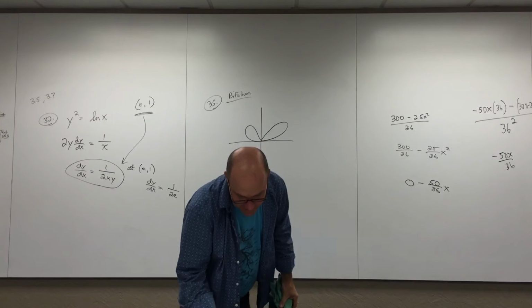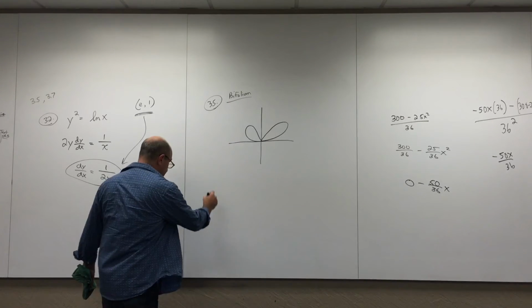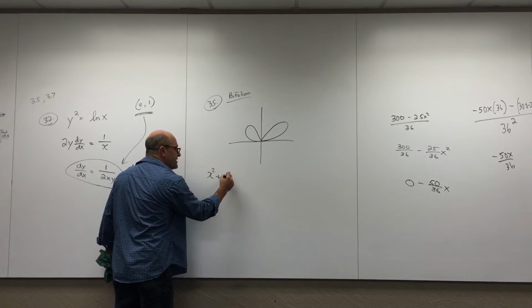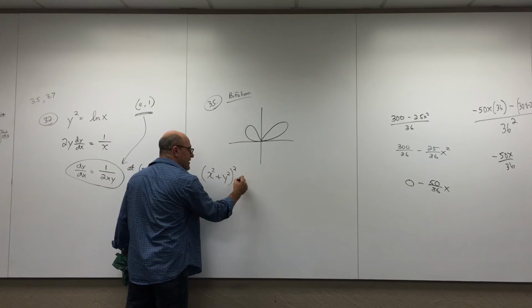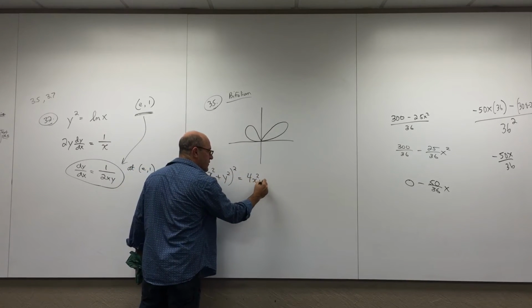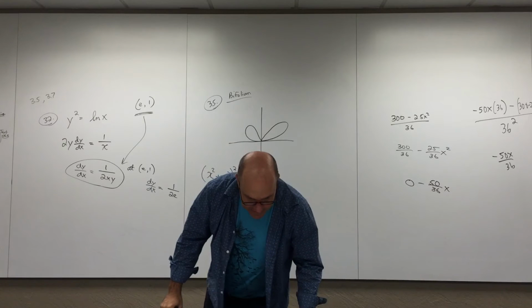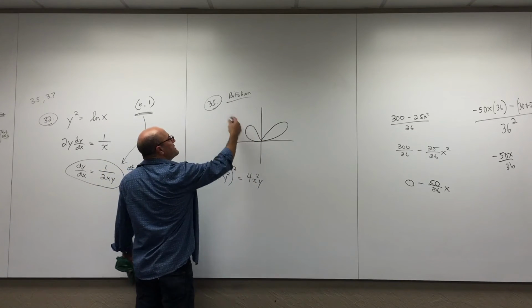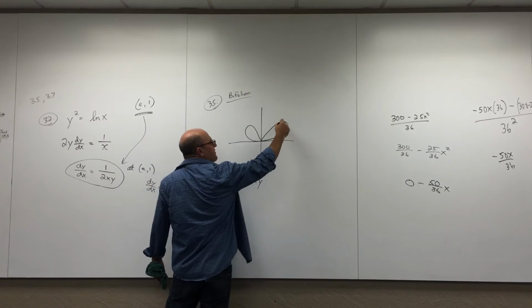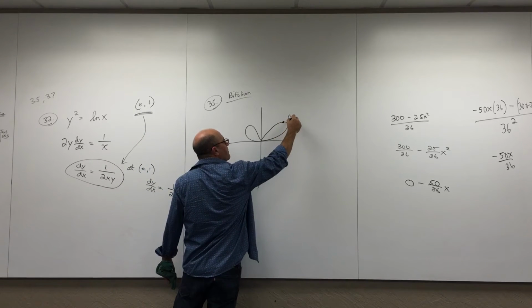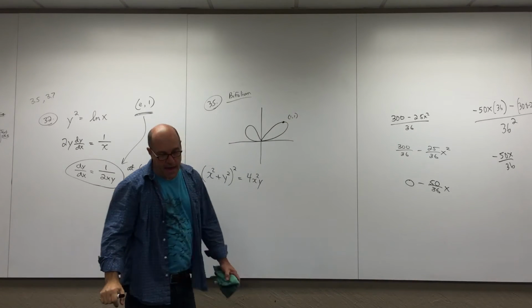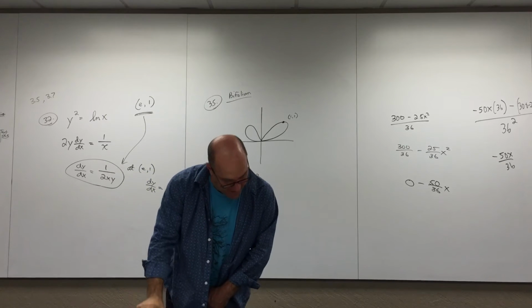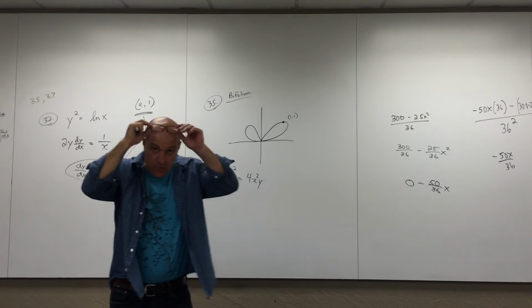Look at its equation. Its equation is kind of nasty. x squared plus y squared, the quantity squared, equals 4x squared y. Is that it? That is it. Wow. So that's the equation of this crazy thing called the bifolium. They say I'm at this point (1, 1). And what do they want me to do? Find the slope of the tangent line at the given point.